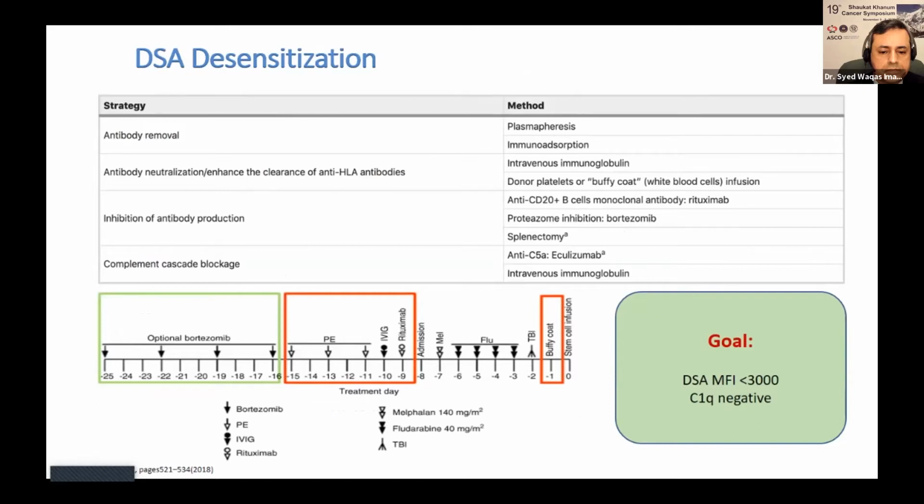eculizumab, etc. At MD Anderson, we have a protocol where we give 4 doses of bortezomib, then we do plasma exchange, IVIG, rituximab, and then just before the stem cell infusion, we use buffy coat, which in theory can absorb those antibodies present in the donor graft. The goal should be complete removal of the DSAs, or at least bring the MFI to as low as possible. C1q is particularly dangerous. It is a complement-fixing antibody, and any patient who is C1q positive should not have a haplo transplant from that particular donor.